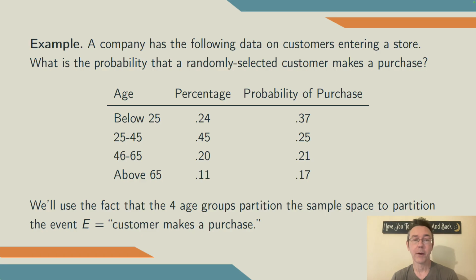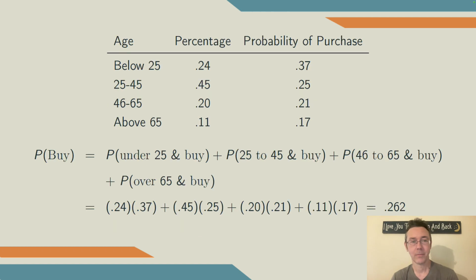We'd like to compute the probability that a randomly selected customer makes a purchase under the circumstances where we don't know anything about their age. In order to do this, we're going to use the fact that these four age groups partition the sample space, and that will let us partition the event E, the customer makes a purchase, and then we'll be able to apply the law of total probability to that event E.